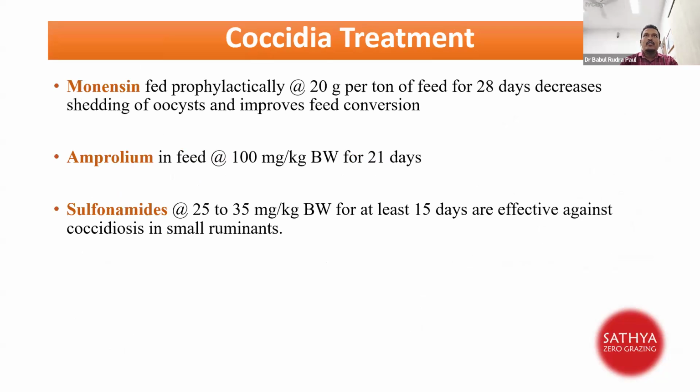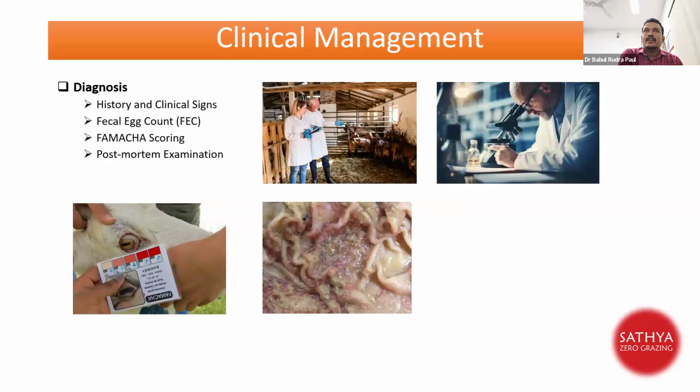If we see the treatment of coccidiosis, it is a little bit different from the helminth group of treatment. Coccidiosis is treated by either monensin, amprolium or sulfonamide in different doses. Monensin, 20 gram per ton of feed for 28 days, decreases the shedding of the parasite. Next one is amprolium, at the dose rate of 100 mg per kg body weight for 21 days. And sulfonamide 25 to 30 mg per kg body weight for the next 15 days. Either of these, if we choose, we can use as prophylactic or therapeutic.